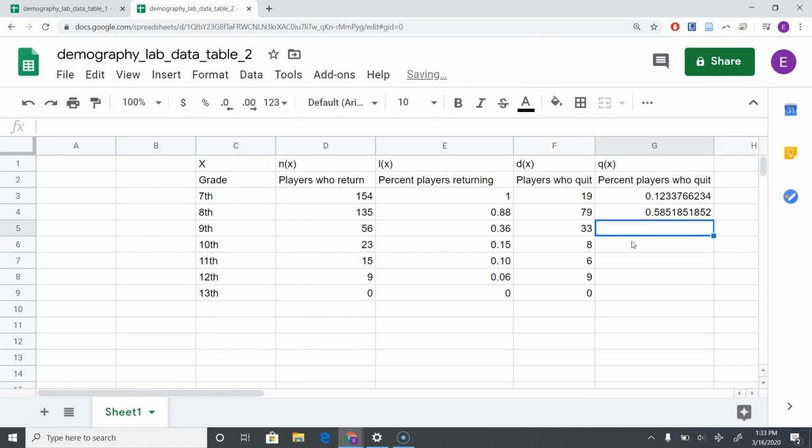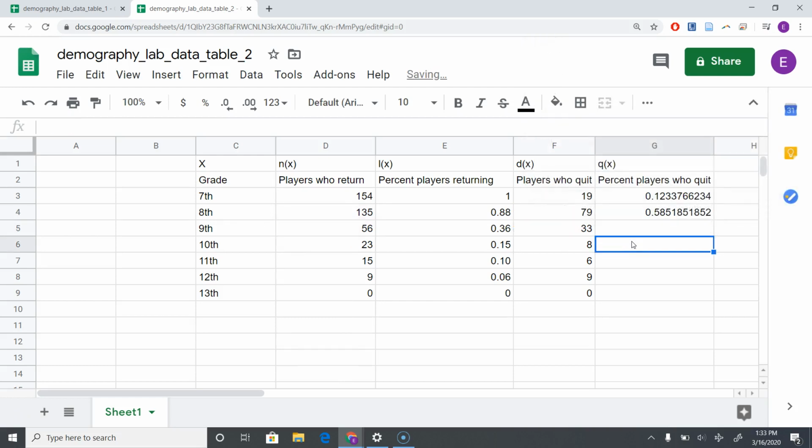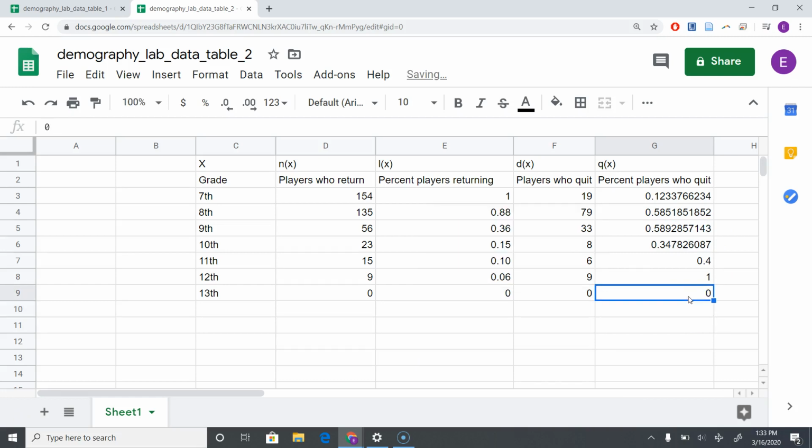We can keep on calculating like this. You could say equals F5 divided by D5 if you want. Or alternatively, you can just click on the cell you just typed in, go to the bottom right-hand corner and drag that down. And this is going to give us a divide by 0 because it doesn't make any sense, because there's no one left alive in that generation. So there you have it.